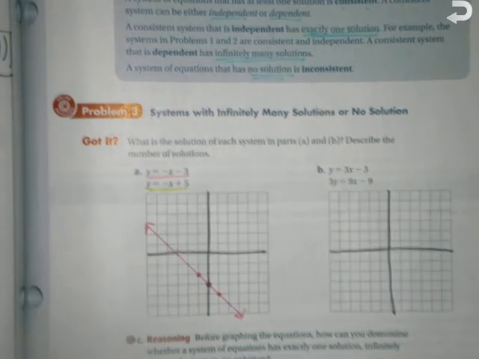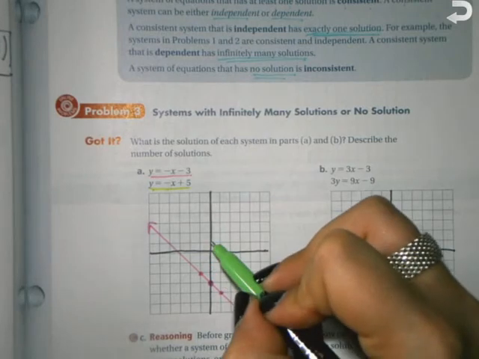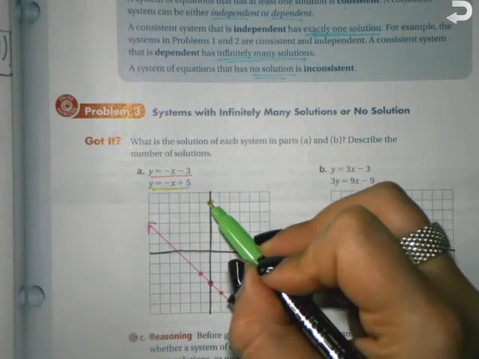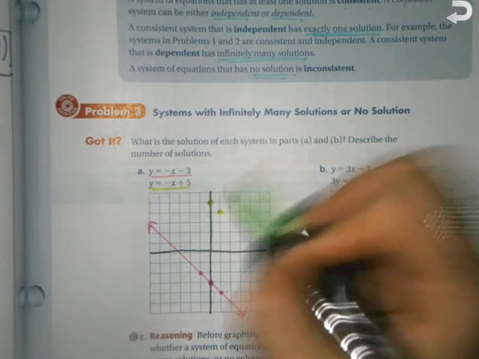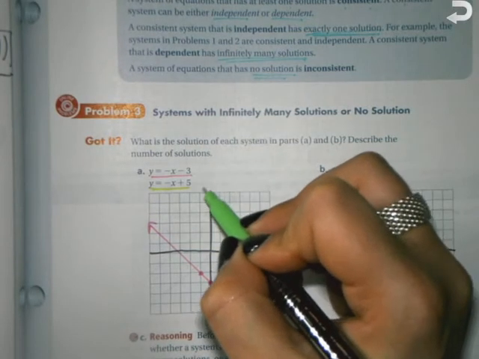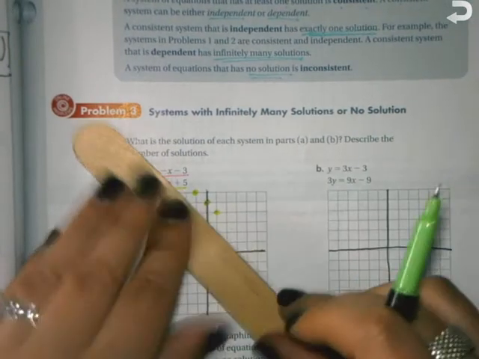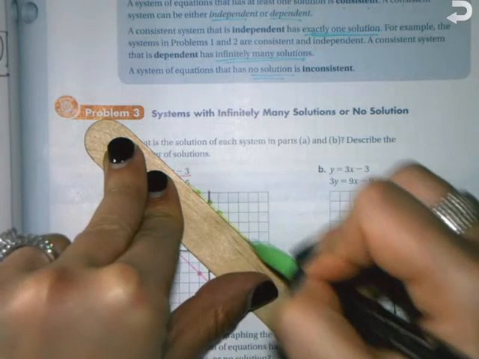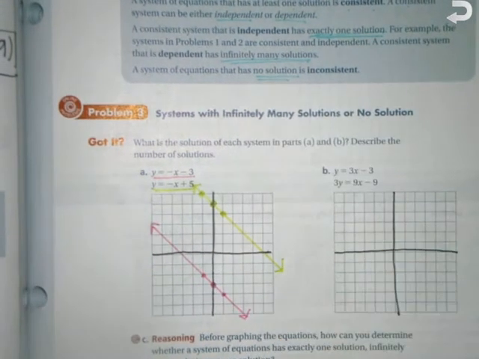Okay, let's look at the other one. Negative x plus 5. What's the y-intercept there? 5. So go up 1, 2, 3, 4, 5. What's my slope? Negative 1. So I'm going to go down 1, right 1. Or I could also go the other way, up one, left one. So you attach the negative to either the top or the bottom of that fraction. They're parallel.